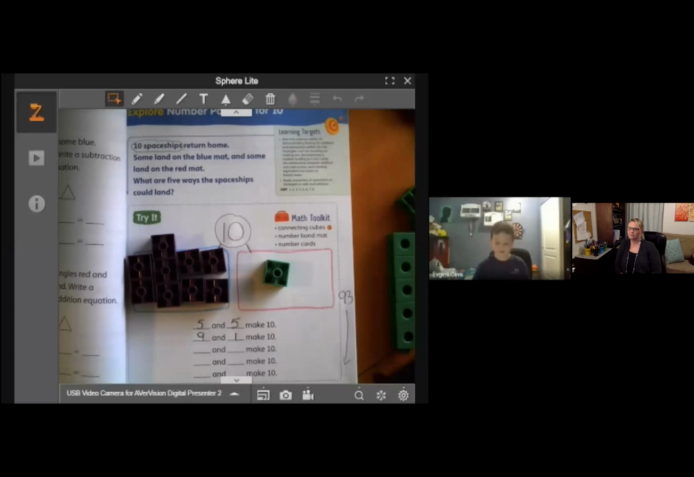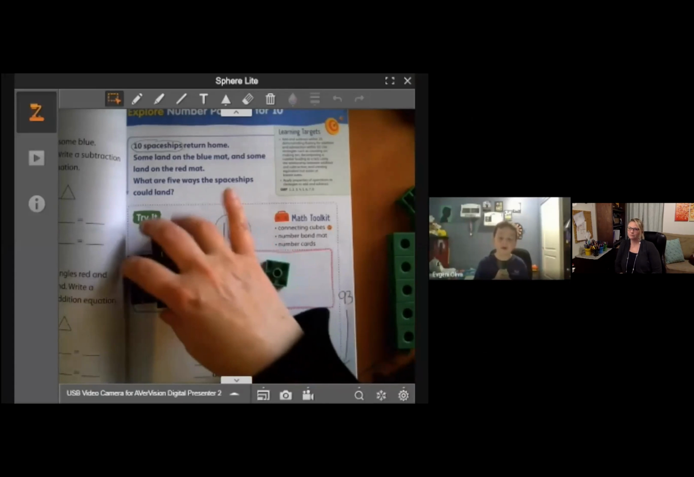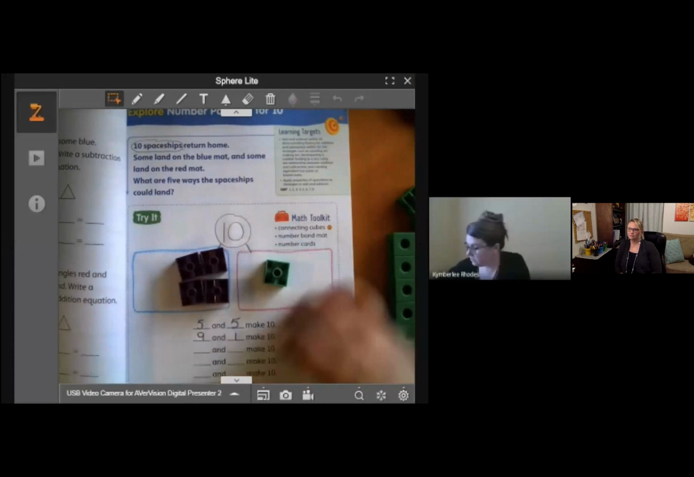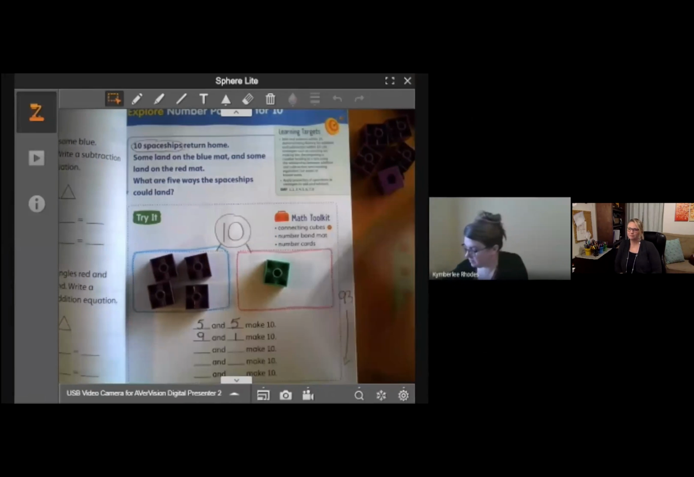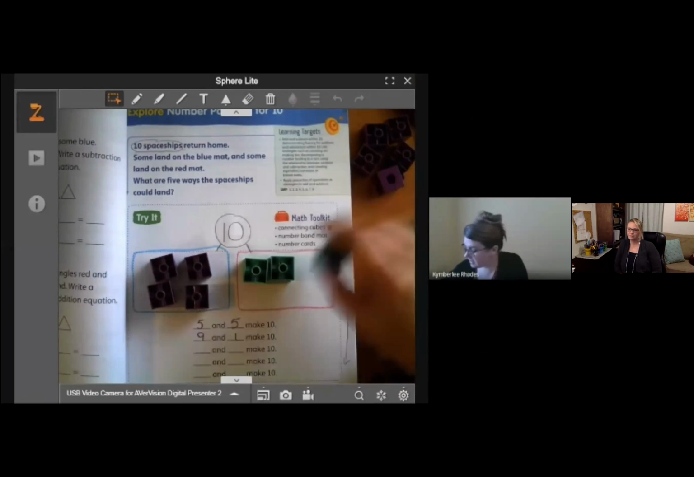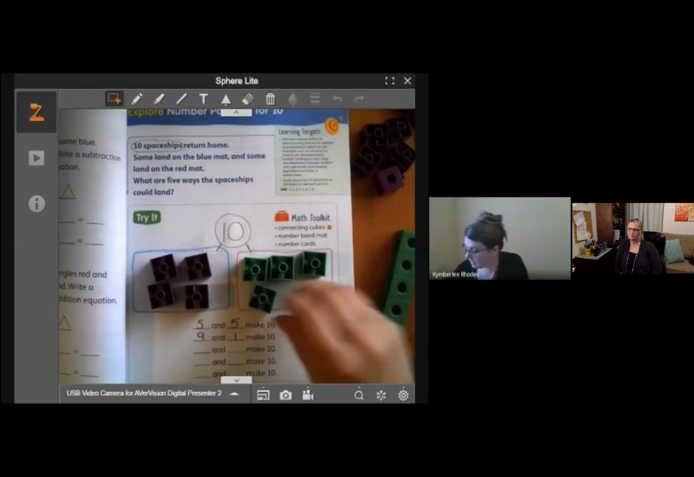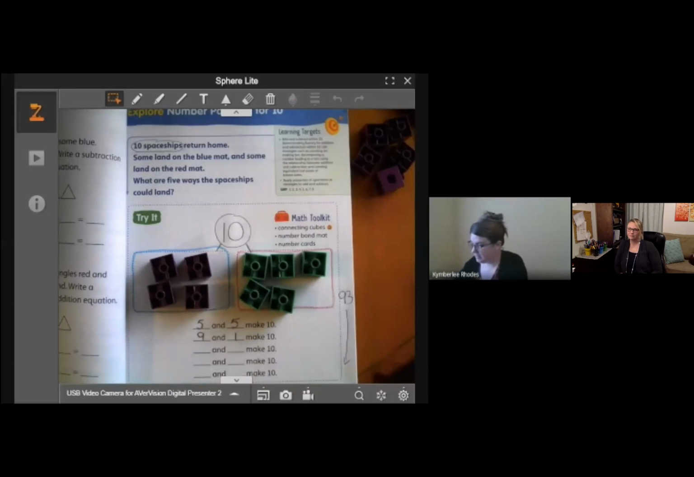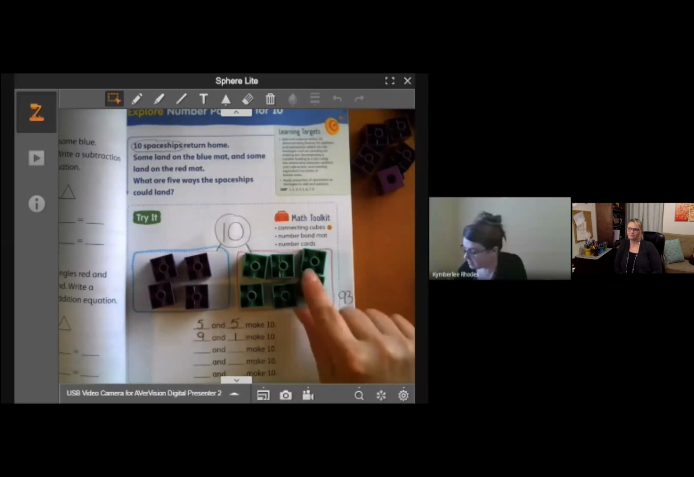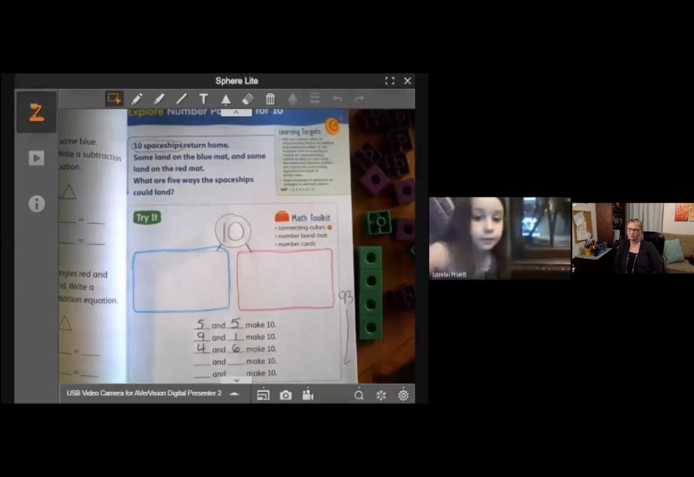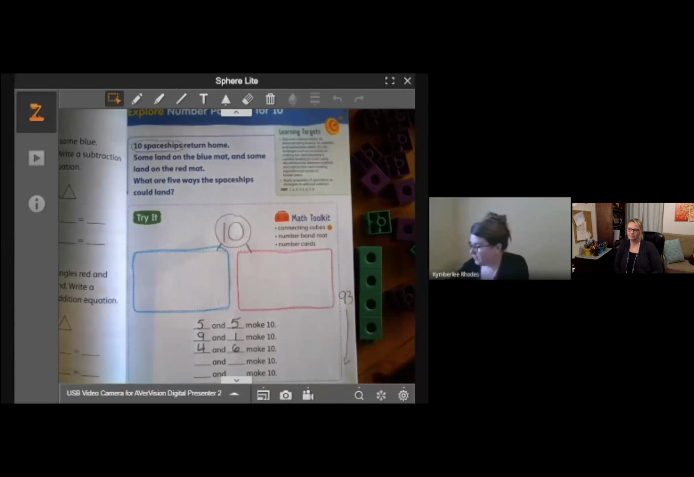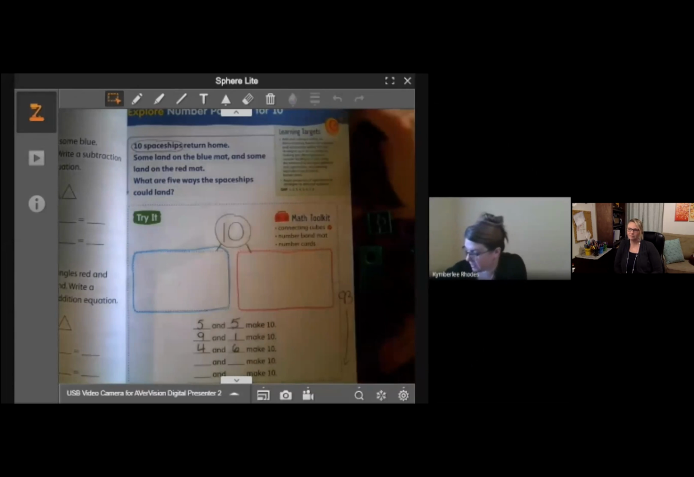I got an answer. If you have 4 in the blue box, and if you put 6 in the red box, that makes 10. Ooh, let's check it out. There's 1, 2, 3, 4, 5, 6, 7, 8, 9, 10. Is that what you had? There's 4, and there's 6 in this one. 10 plus 0. Oh my goodness. Did anybody else think of that one? Oh, I love it.